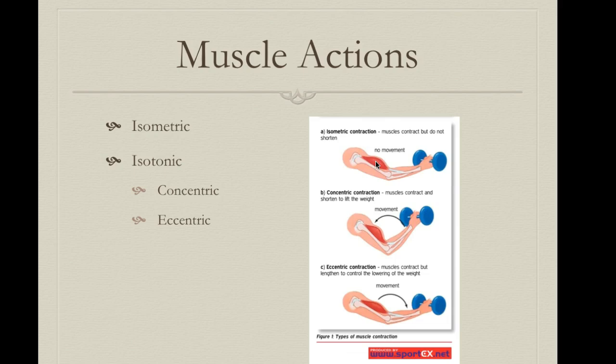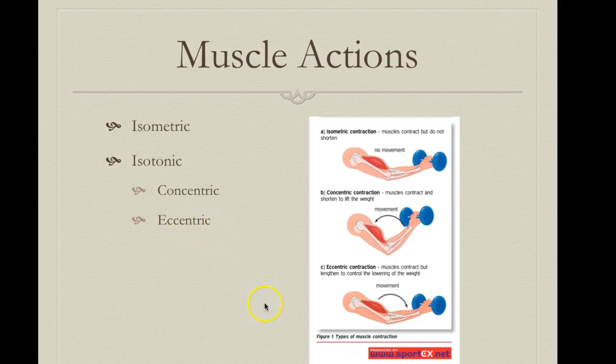Isotonic refers to contraction of the muscle, but it requires movement as well. And there's two different movements that can occur. One is concentric and the other is eccentric. Concentric is the typical movement that we know where the muscle is shortening. So in this case, the biceps is pulling the ulna towards the humerus.